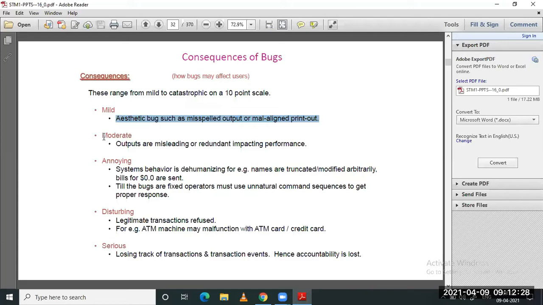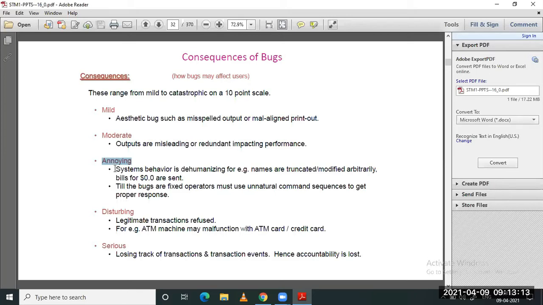Next one is moderate bugs. Outputs are misleading or redundant, impacting performance. That means now the program is running, but the outputs are misleading or redundant, impacting the performance. For example, you are writing a program for addition of two numbers, 2 plus 3. Now if it gives the result 8 or 6, anything except 5, that is misleading the output.